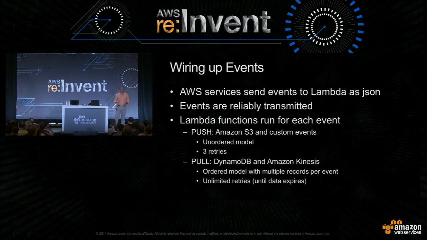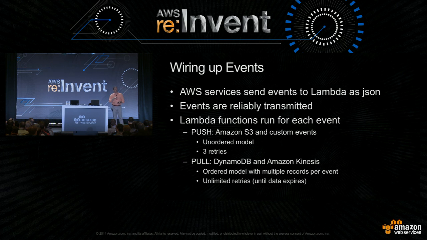So, wiring up events. AWS services send these events, or have these events retrieved from them, in the form of JSON. In fact, if anybody's looked at the CloudTrail schema in the docs, that's exactly the same thing we're using now. The events that S3 and Dynamo will generate look a whole lot like the records that CloudTrail generates today for API auditing.